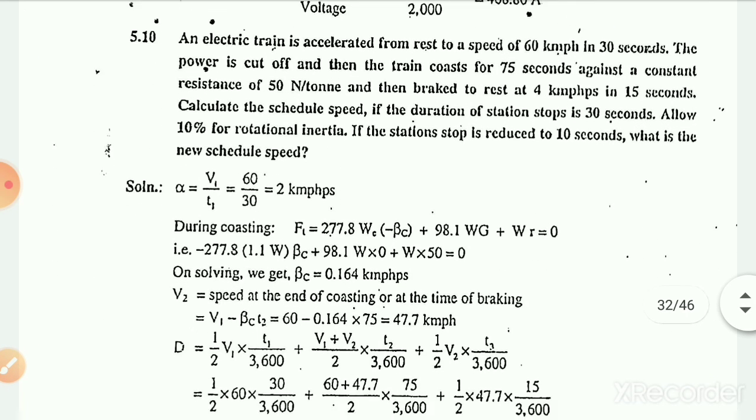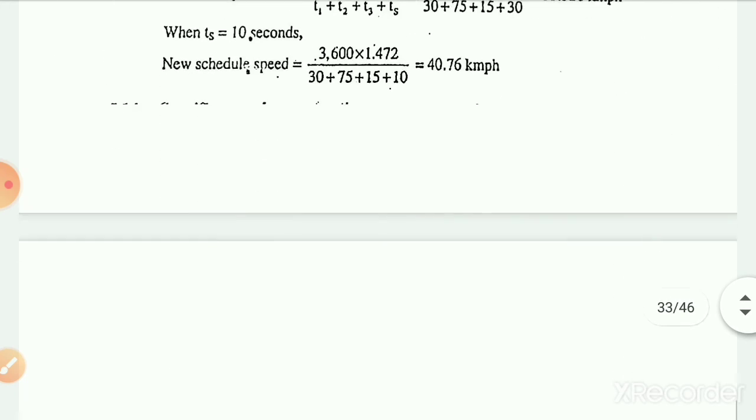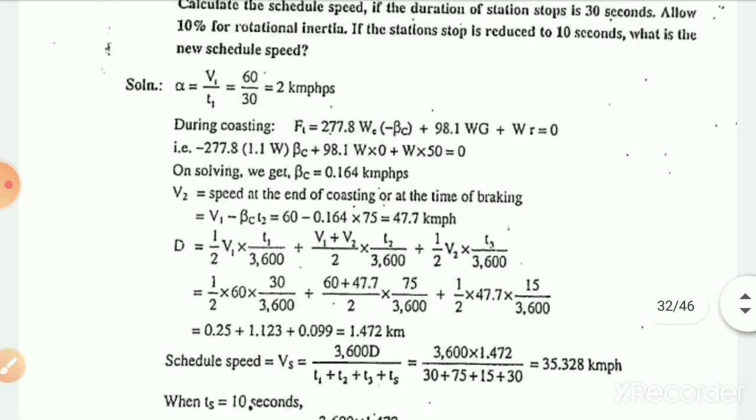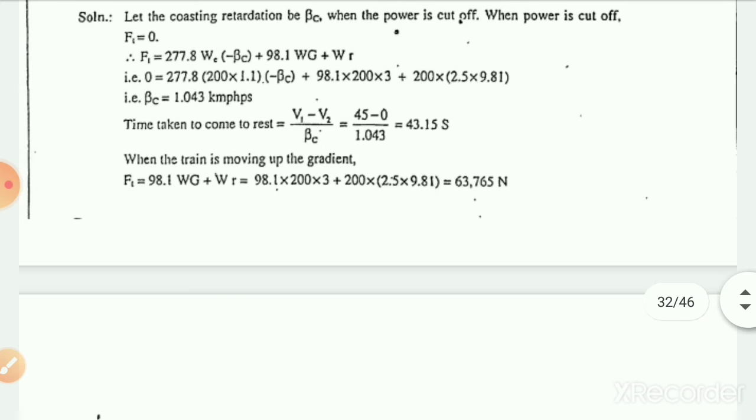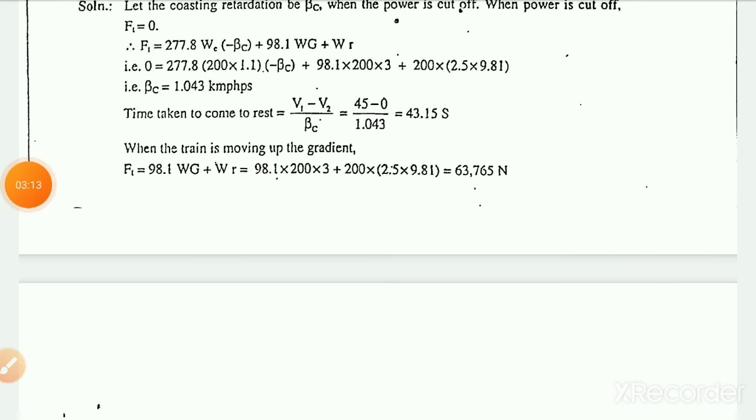Next, similar kinds of problems you may get in the exams, so just go through them. If you have any doubts, you can contact me. Okay, thank you.